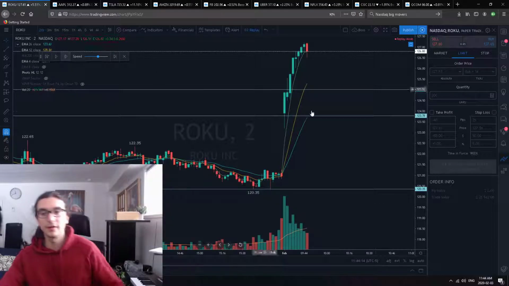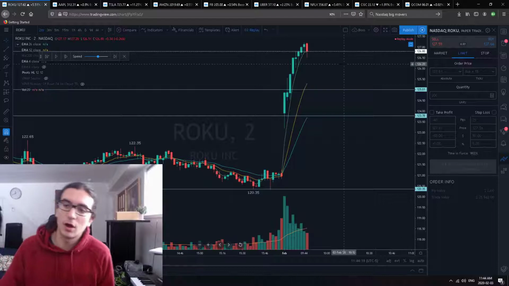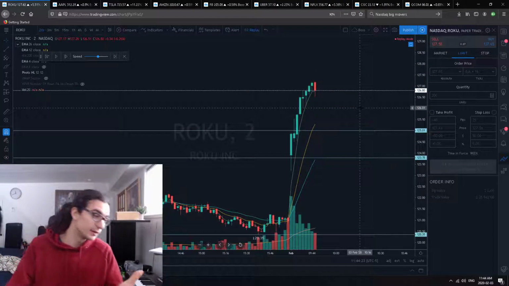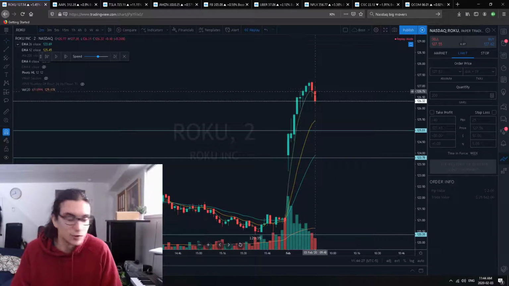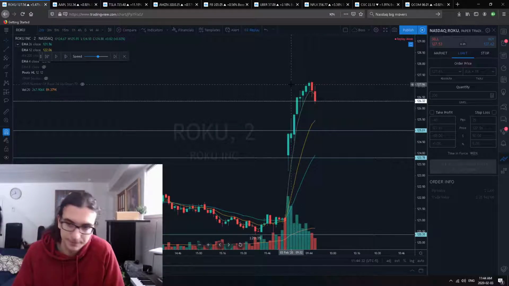So right there is a first sign of failure on ROKU. You can see that we are losing the 4 EMA, but we closed above it. So we're holding it essentially, but we tried to lose it. Next candle, there we lost it. So that was the first short entry right there, right on the break below this candle. That could have been your first short.